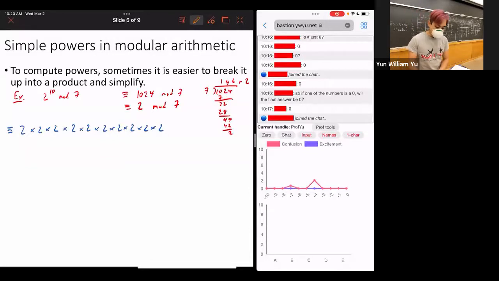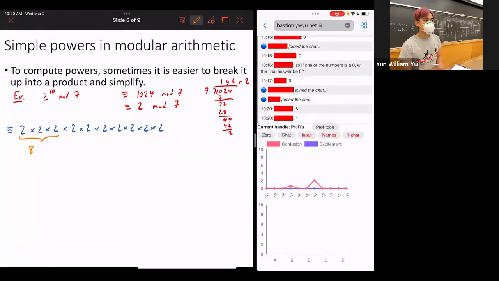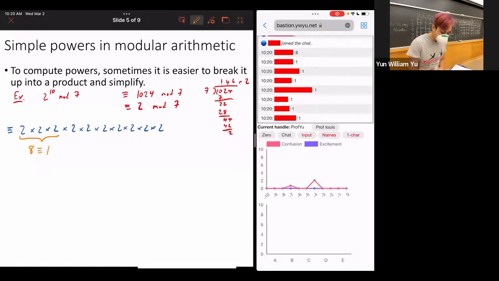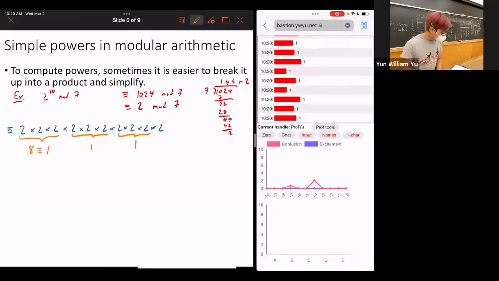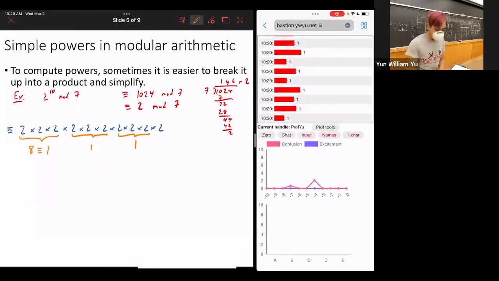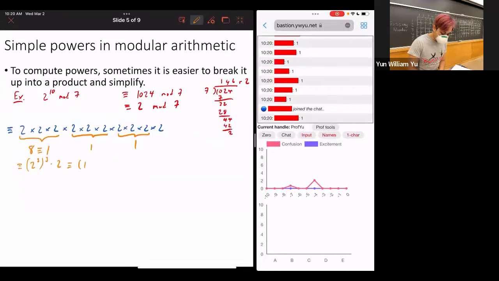Well, one thing you might notice is that if I take these 3 pieces together, what's that equal to? Yeah, it's equal to 8. But what is 8 equivalent to in mod 7? Yep, this is equivalent to 1. And because it's equivalent to 1, this group of 3 is also 1, and this group of 3 is also 1, and then I'm left with a 2. So this is equivalent to 2 cubed, 3 of them, times 2, which is 1 cubed times 2, which is equivalent to 2 mod 7.